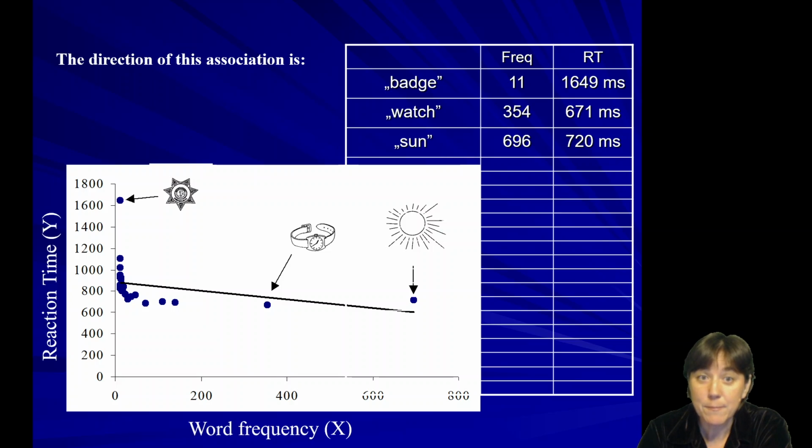But the direction might not always be positive. You can see here a typical result from a reaction time study. The less frequent these words are, the more reaction time is needed to name them in a picture naming task. The other side is the more frequent these words are, the less time you need to name them. Typical negative regression line, although the relationship is not very strong here.